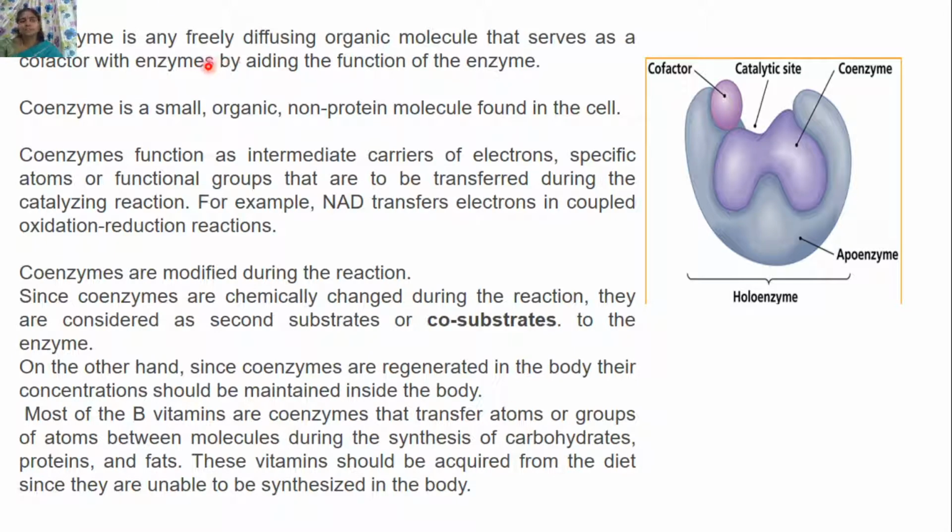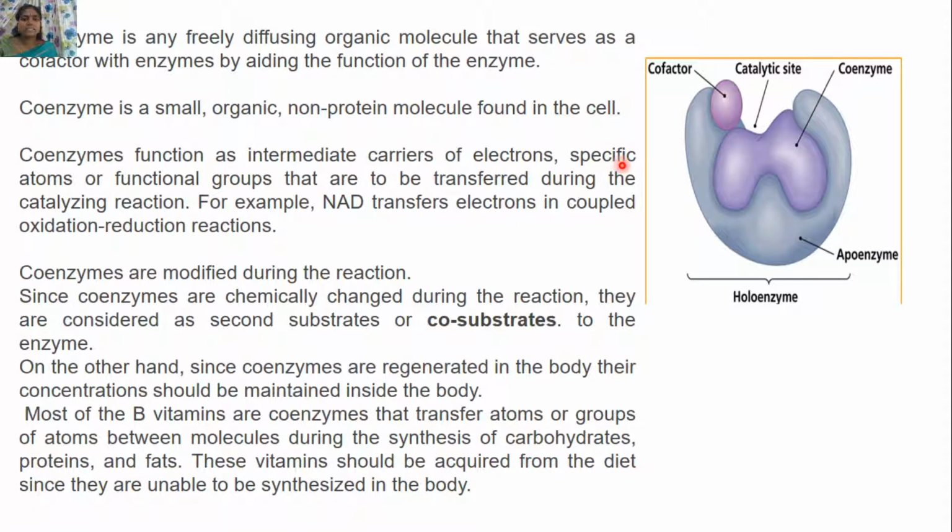This is the elaborate description of a coenzyme. A coenzyme is any freely diffusing organic molecule that serves as a cofactor with enzymes by aiding the function of the enzyme. A coenzyme is a small organic non-protein molecule found in the cell. Coenzymes function as intermediate carriers of electrons.